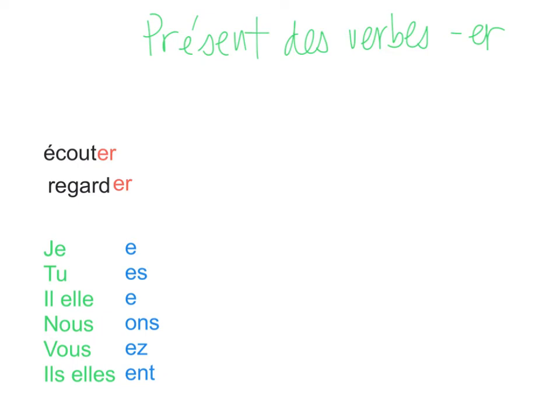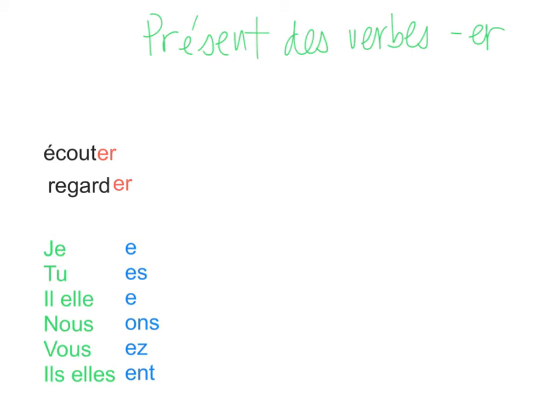Bonjour. So today I will try to explain as simply as possible the present tense of the ER verbs in French. So first of all, we are going to take a look at two ER verbs in French. Écouter et regarder.